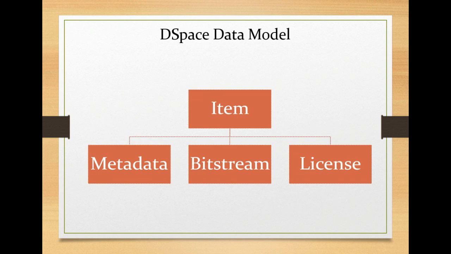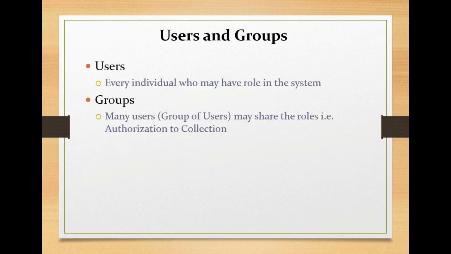These are the 2 things which we require. The first one is the users. Every individual who may have a role in the system, whoever is part of DSpace or your institutional repository, may have some role. The groups, this is important when we authorize a group of people for managing any collection, community, or item. So we'll see how we can do this in DSpace.